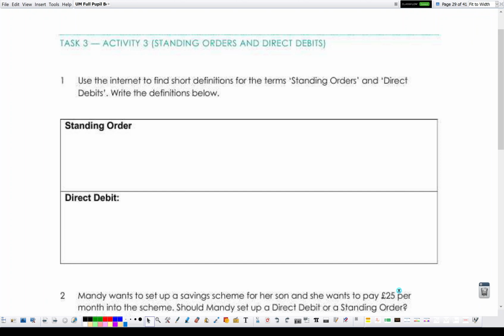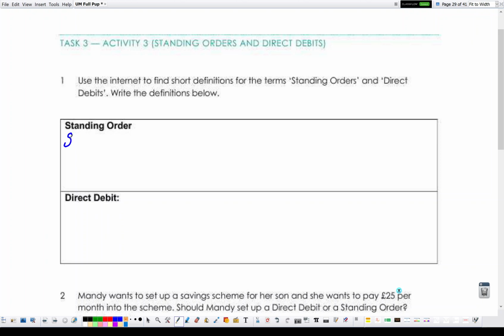Okay, so pause the video now and look up and write down a definition of what a standing order is and what a direct debit is. Okay, so hopefully you managed to find your own definitions for what a standing order and direct debit is. I'll write down my answers here as well.